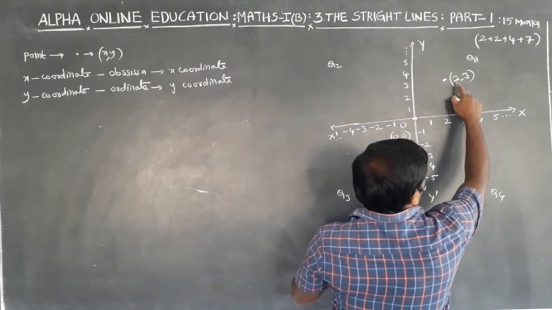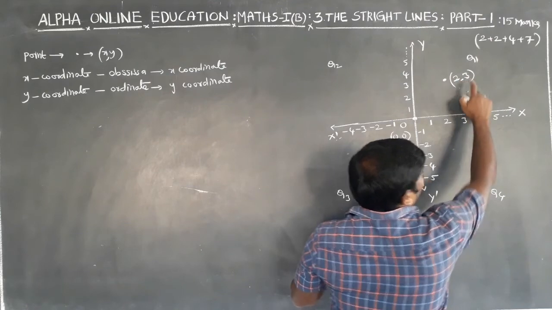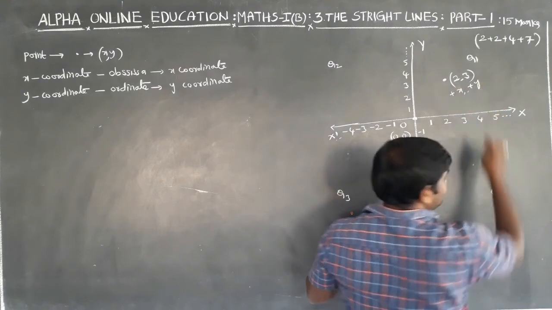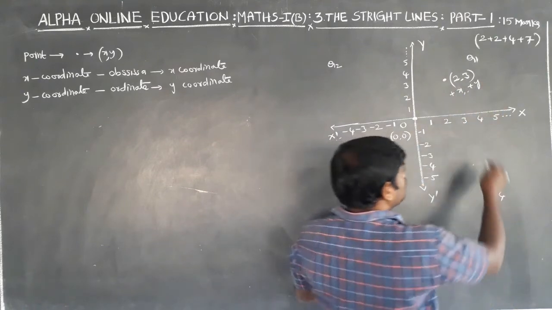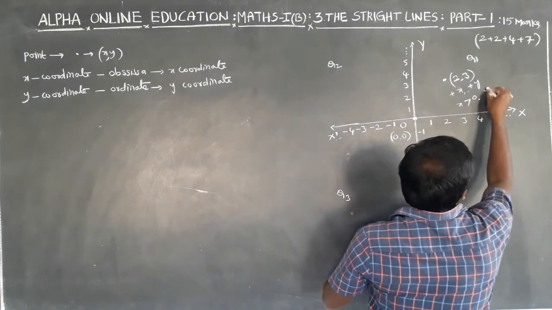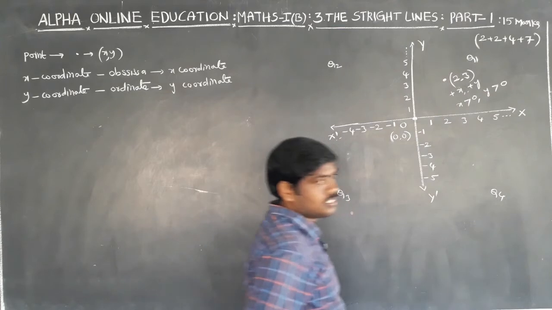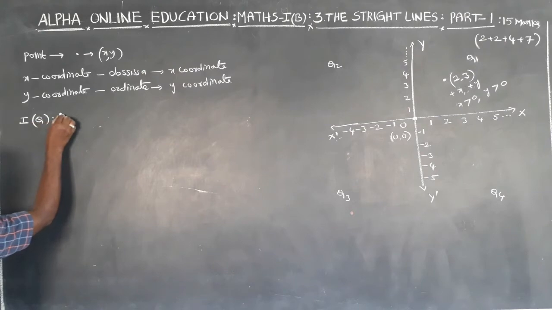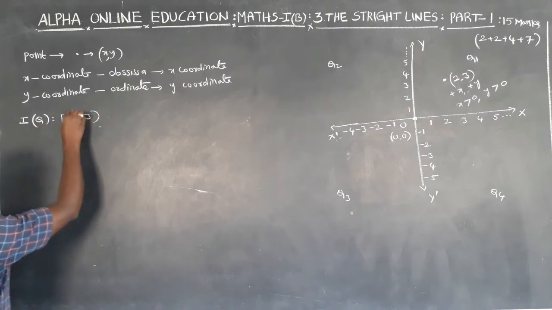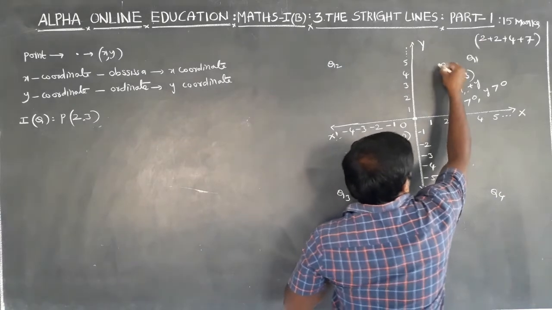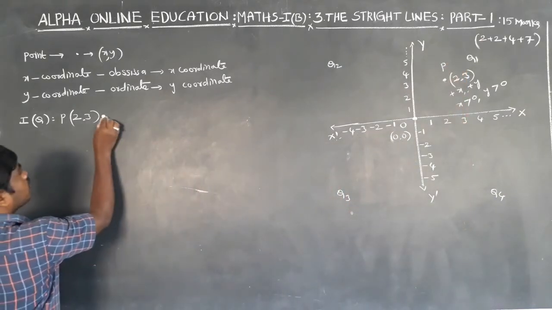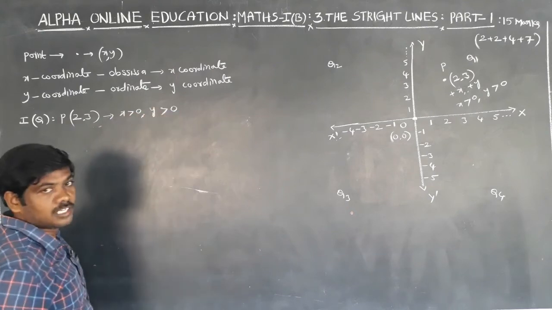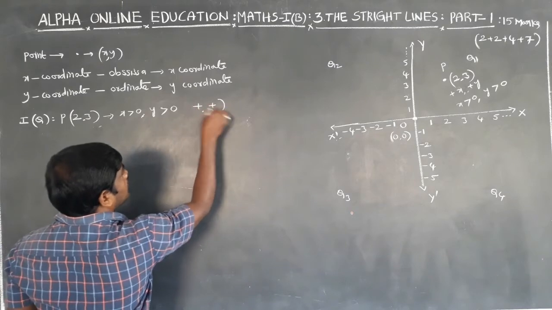In the first quadrant, the x value is positive and the y value is positive. Both are positive, meaning x is greater than 0 and y is greater than 0. This is the point P (2, 3). In the first quadrant, x is greater than 0 and y is greater than 0.